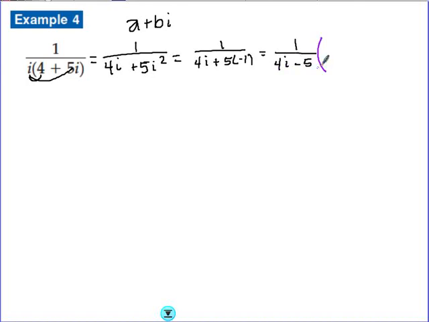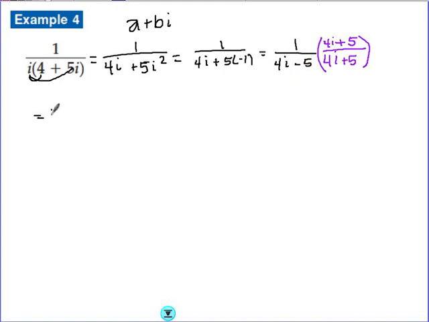So the conjugate of this would be 4i plus 5. So same exact binomial, just a plus instead of a minus. And then I have the same thing up here, so 4i plus 5. Remember that you want the same thing in the numerator and the denominator because something divided by itself is just equal to 1. So I don't want to change the value of this, I just want to change its appearance. That's always the way that I remember it.